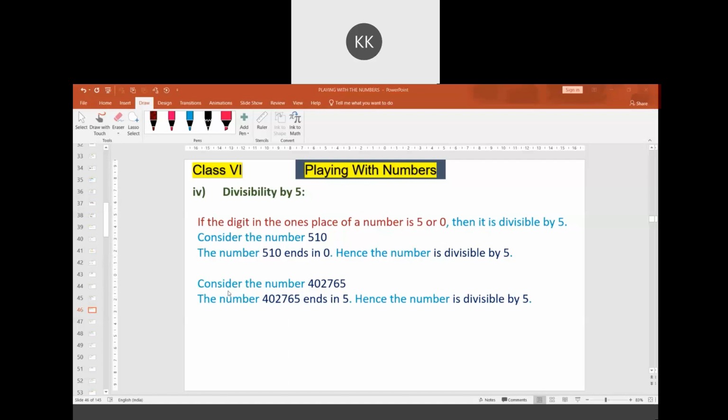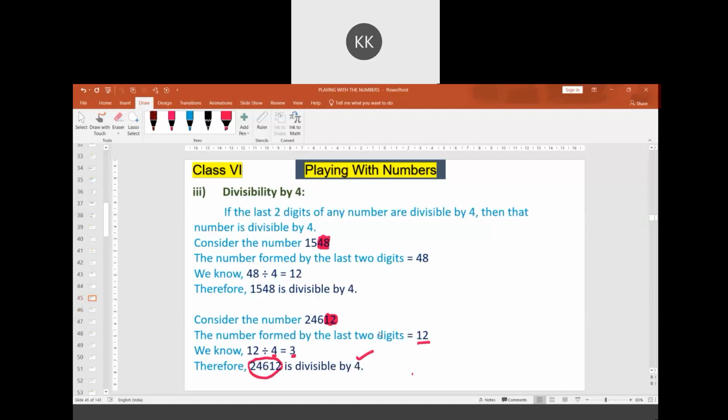Here there is a doubt from your friend. Is 1900 divisible by 4? In the previous one, divisibility by 4, he's asking 1900, is this number divisible by 4? Here I have given a statement like the number formed by the last two digits, if it is divisible. Here the number formed by the last two digits is 00.